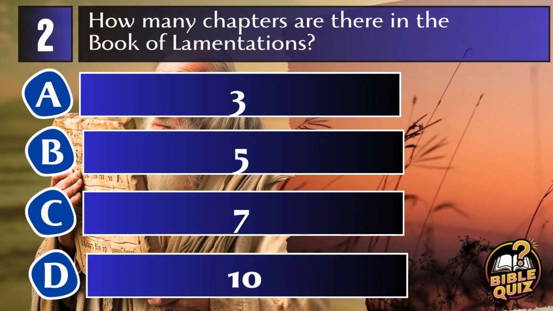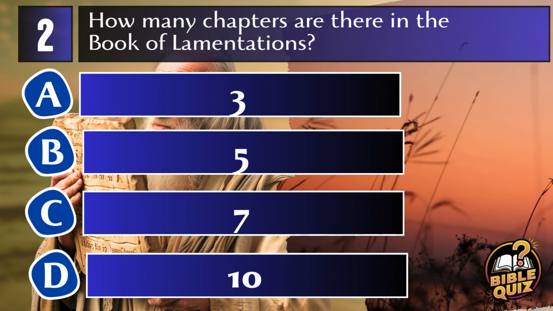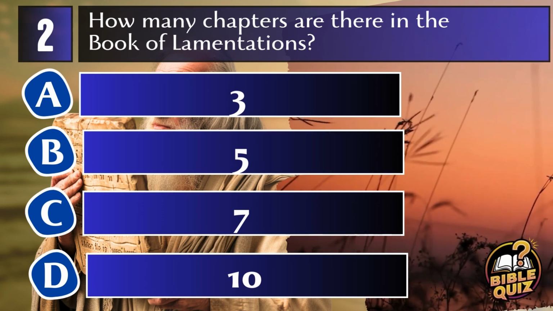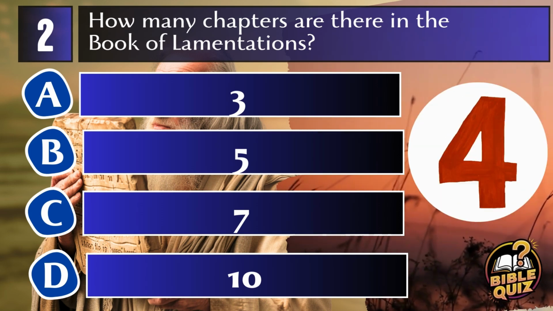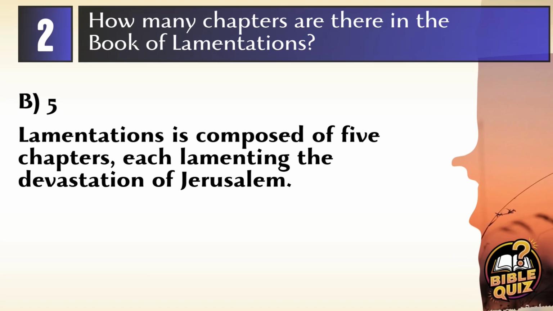Question 2. How many chapters are there in the Book of Lamentations? A. 3. B. 5. C. 7. D. 10. Answer B. 5. The Book of Lamentations consists of 5 chapters, each a poem lamenting the fall of Jerusalem.